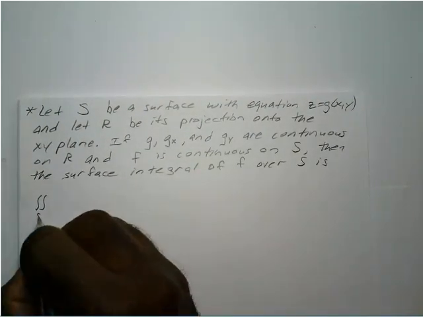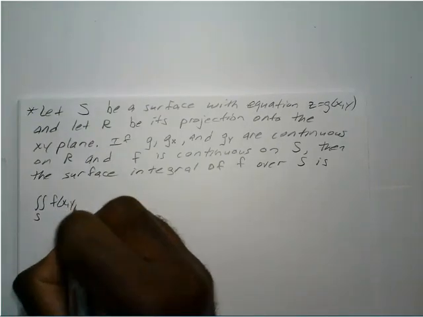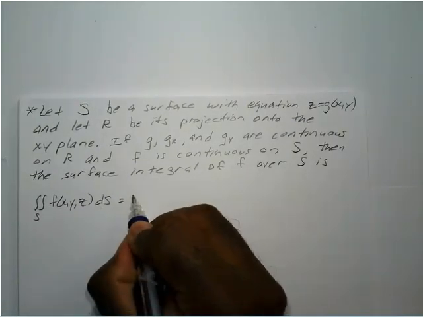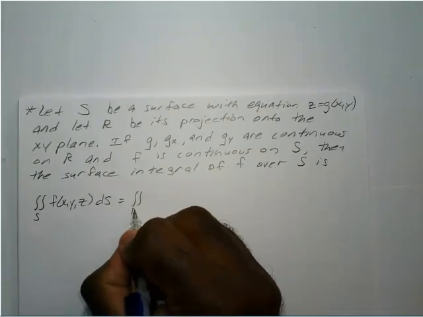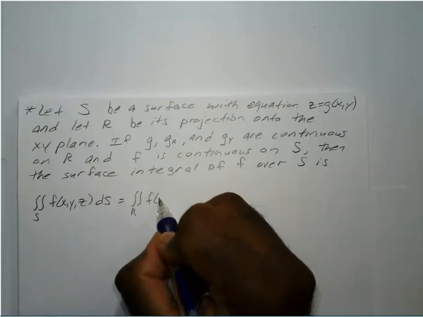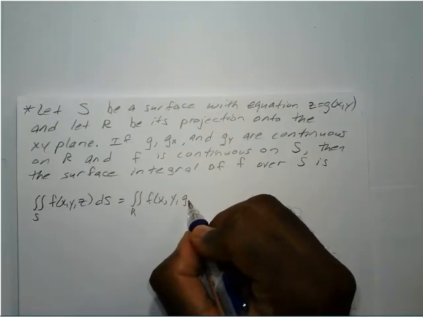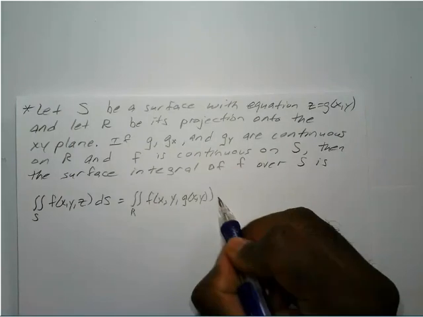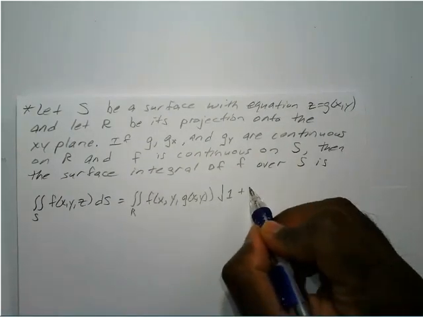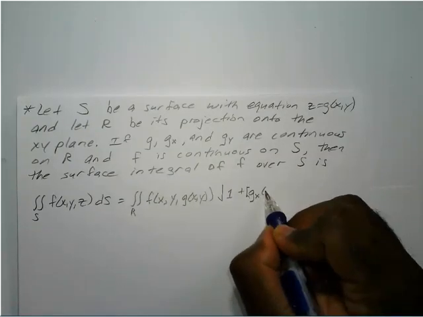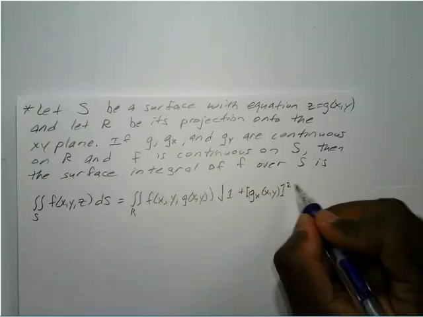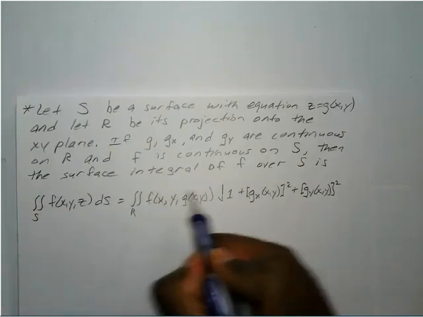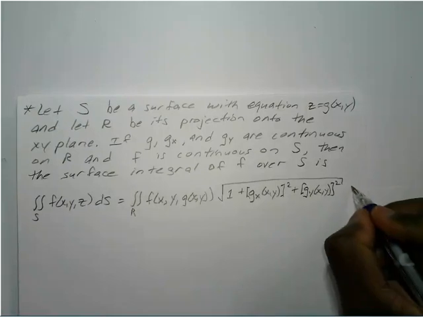the double integral over the surface of f of x, y, z with respect to s, which is equal to the double integral over the region R of f of x, y, g of x, y, since instead of z we make that g of x, y, times the square root of 1 plus the partial with respect to x squared plus the partial with respect to y squared, close up the square root, with respect to the area.